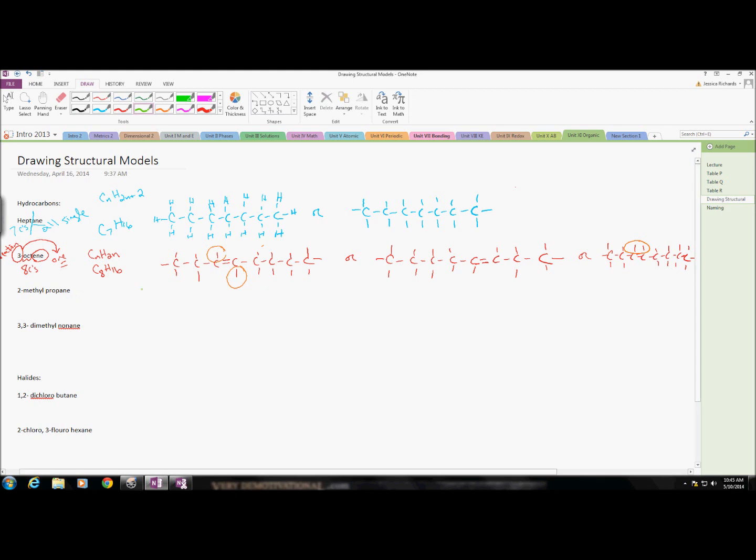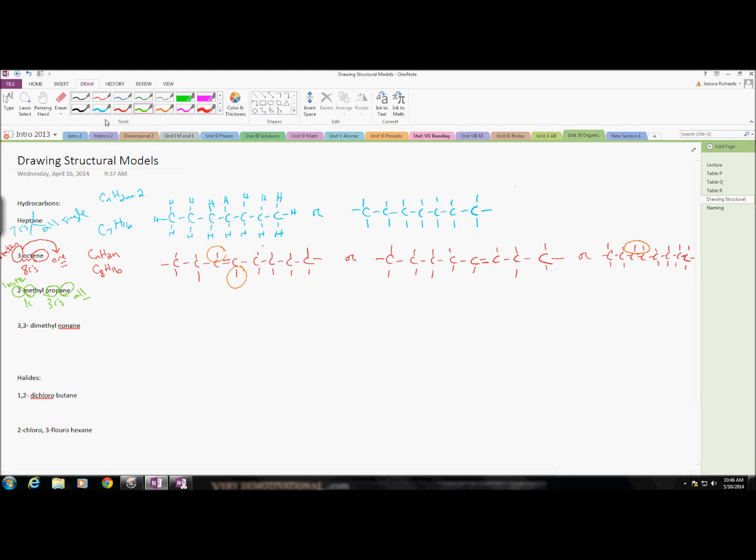Moving on to things with branches. 2-methylpropane. Prop means 3 carbons. ANE means all single bonds. Meth means 1 carbon. All right, let's see what we have left over. Oh, a number. We have a number 2. We know that that means a location.